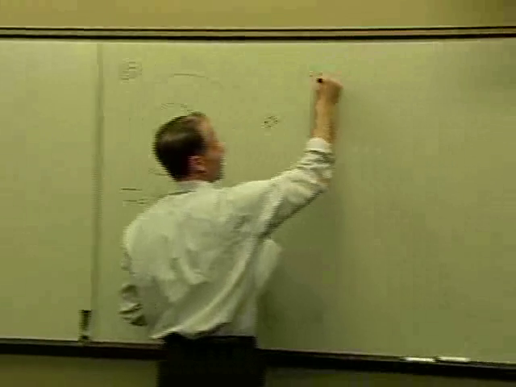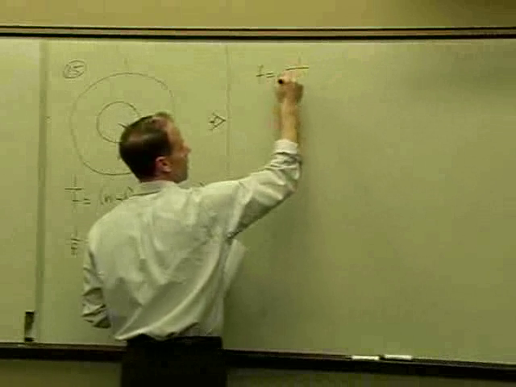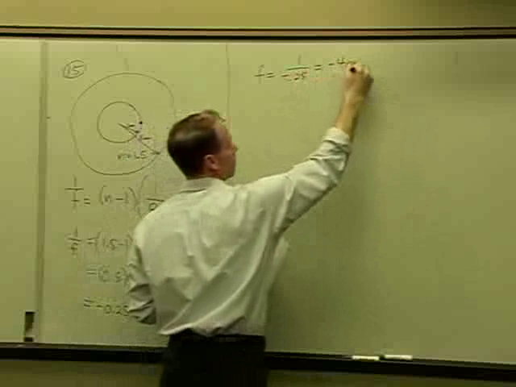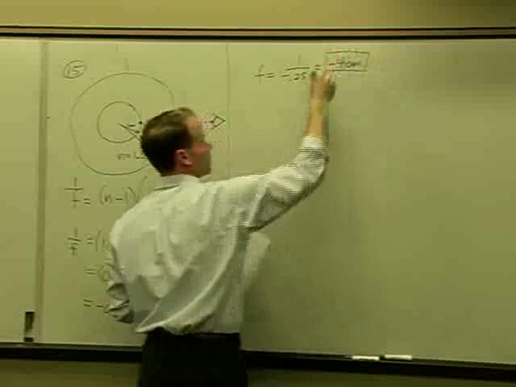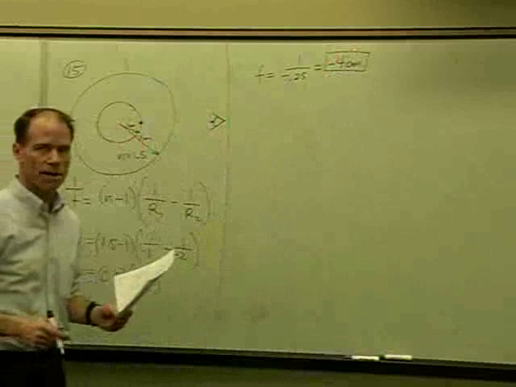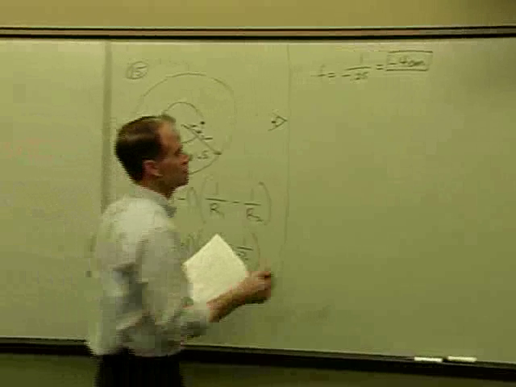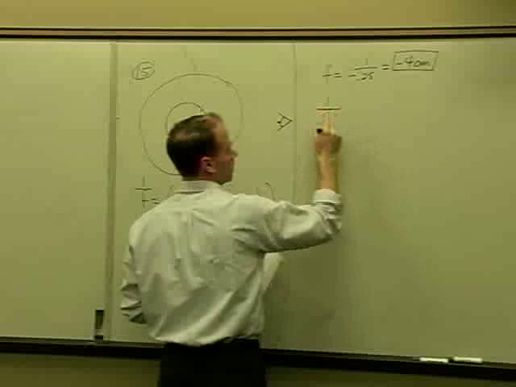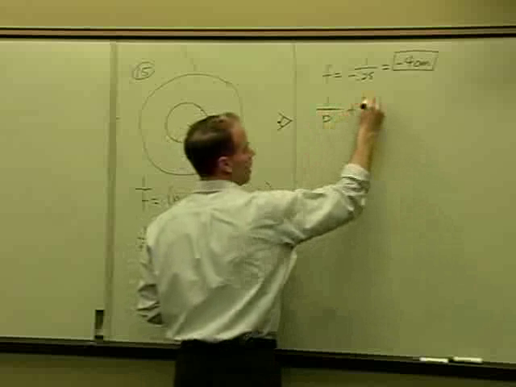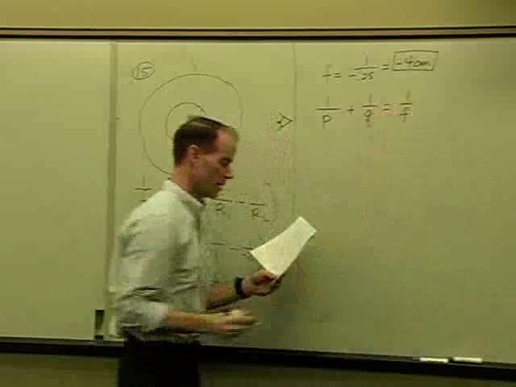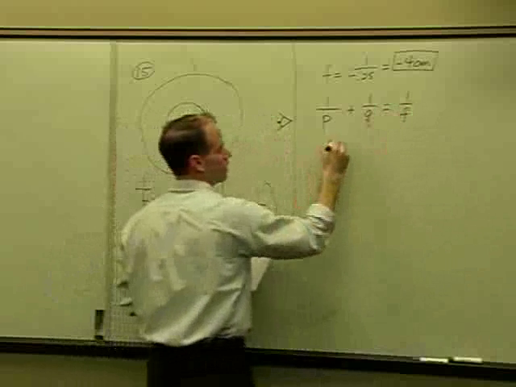So the focal length will be 1 over negative 0.25, or negative 4 centimeters. That's kind of nice to know. So now we want to find the image distance, and we're going to apply the lens equation. 1 over object plus 1 over image distance equals 1 over focal length. Solve this for 1 over Q.